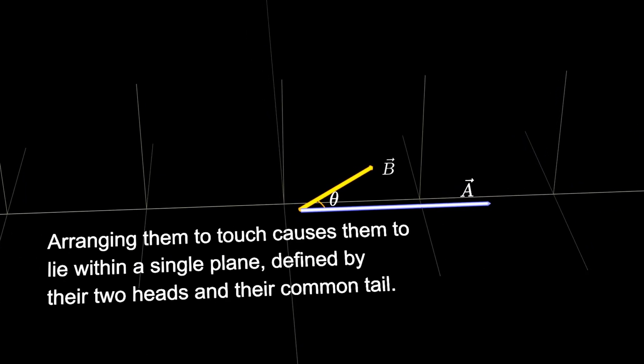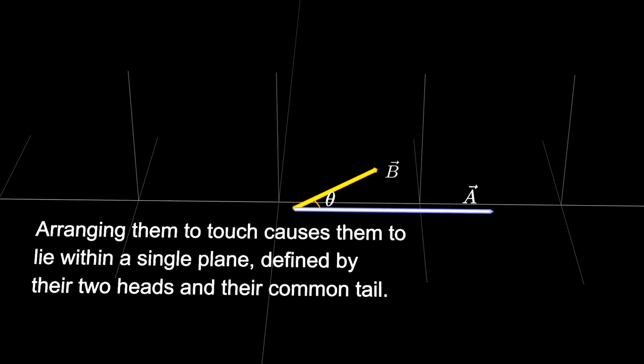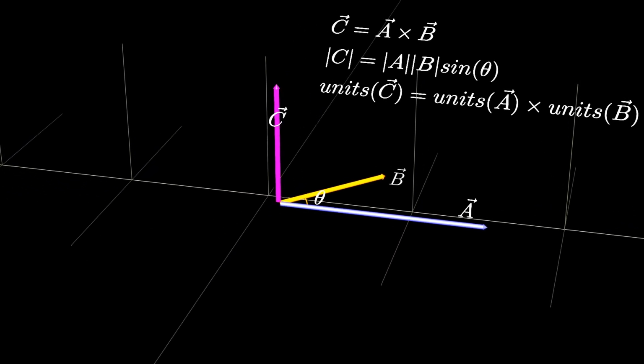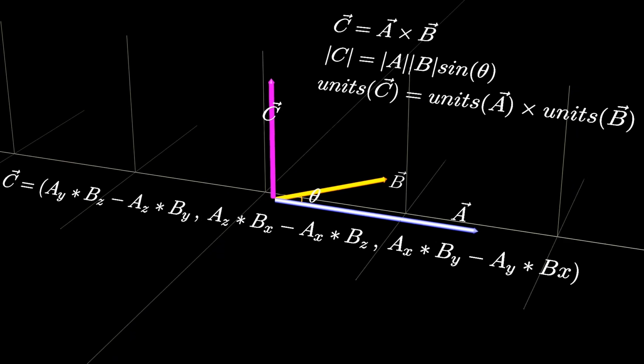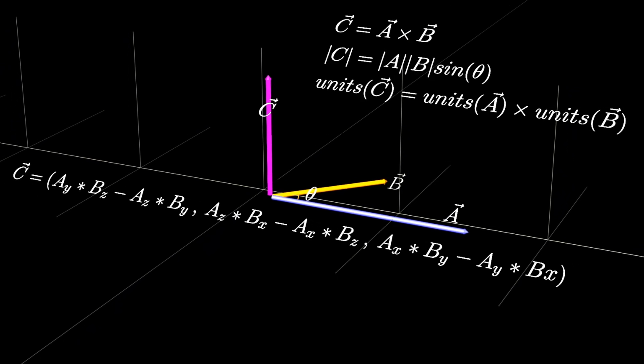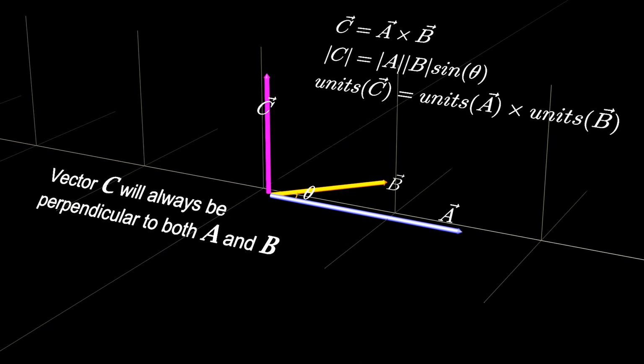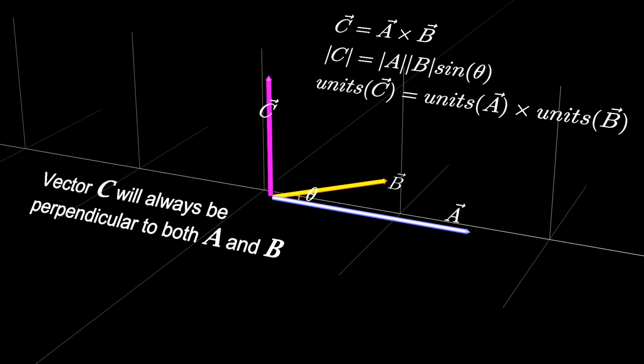Arranging them to touch causes them to lie within a single plane defined by their two heads and their common tail. Length of C equals length of A times length of B sine theta. Units of C equals units of A times units of B. Vector C will always be perpendicular to both A and B.